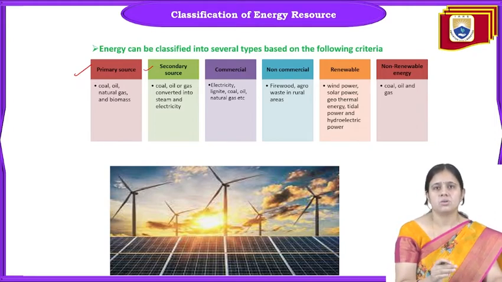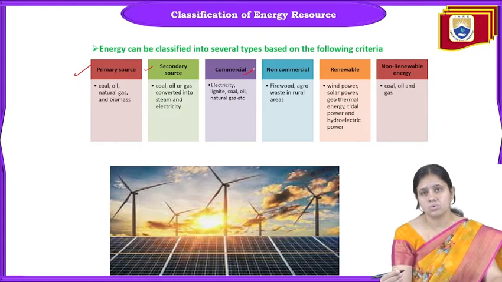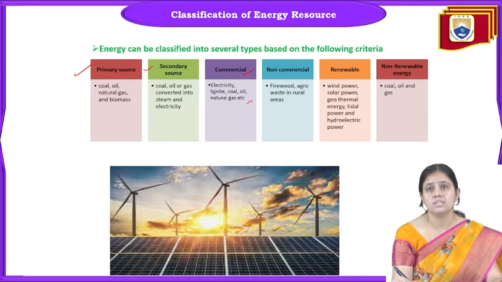We are using that coal in the thermal power plant, and that coal, oil and gas is now converted into steam and electricity. This is called a secondary source of energy. Now comes the commercial source of energy. Commercial source of energy is nothing but those sources which are associated with the commercial form of energy. A basic example is electricity, lignite, coal, oil, natural gas, etc.